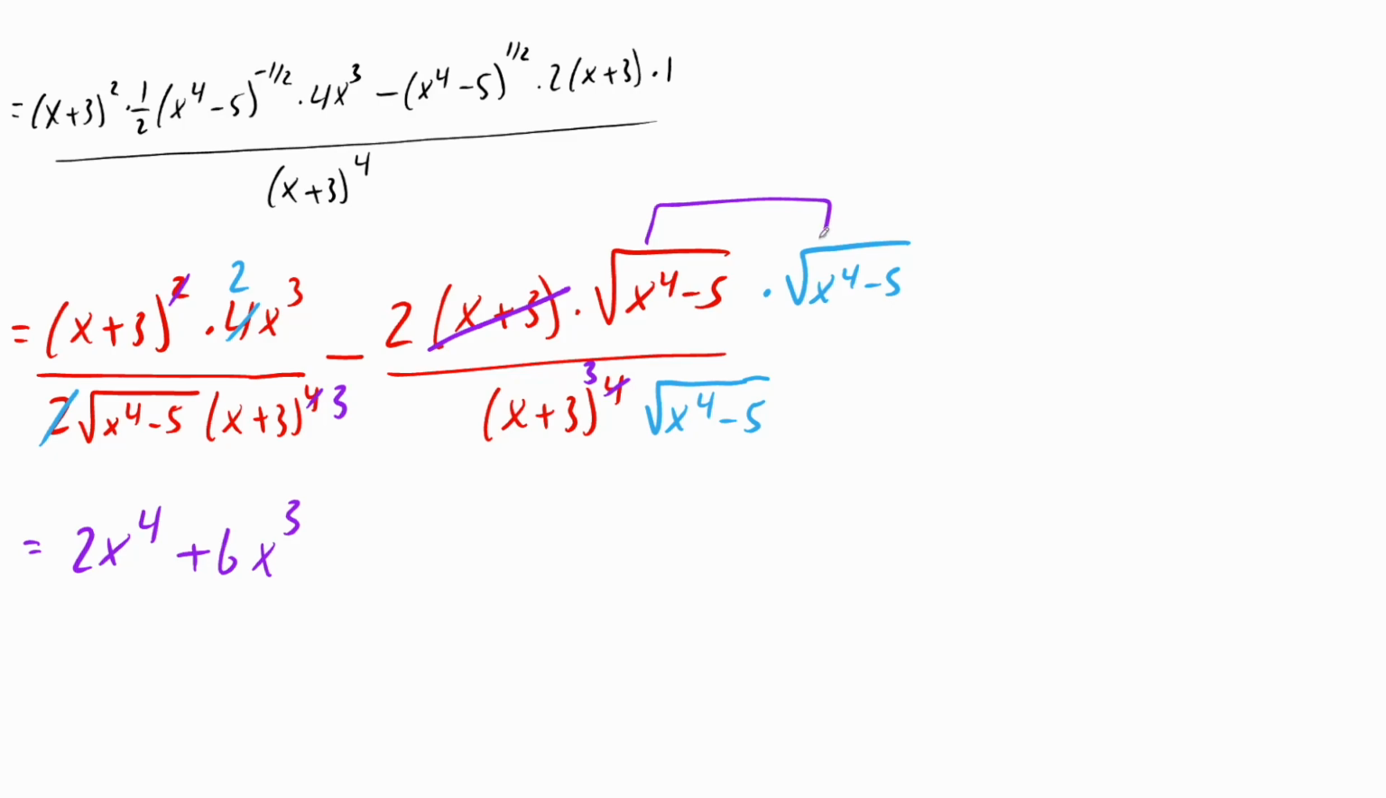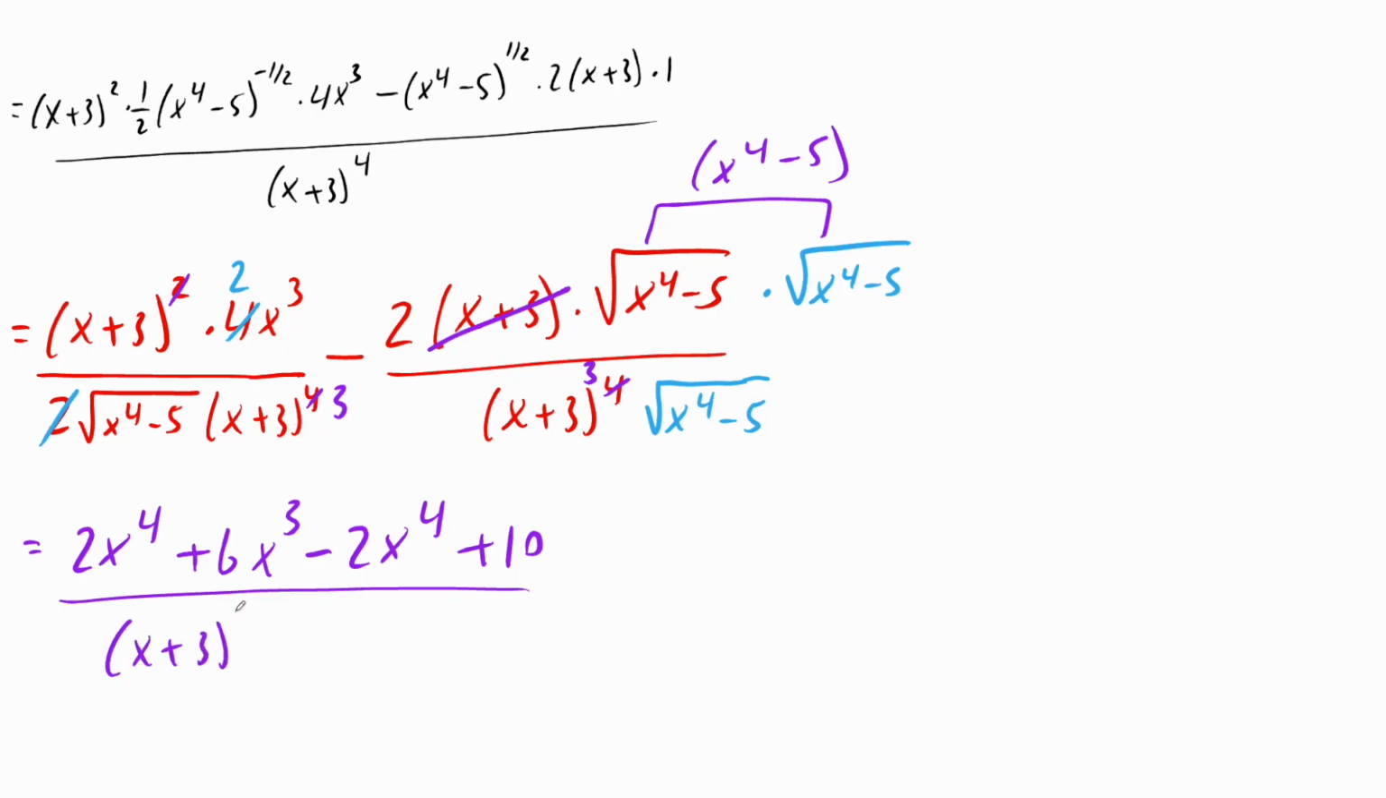And again, these two square roots, the square root would cancel out, and we just get what we have under the radical, which is x^4 minus 5. So we have negative 2 times x^4, so we'll get negative 2x^4. Negative 2 times negative 5 is positive 10, divided by our denominator, which we have (x + 3) cubed times the radical, which is the square root of x^4 minus 5. Again, this denominator and this denominator, they're the same, so we have a common denominator. So one thing we'll notice, 2x^4, negative 2x^4, it cancels out. So we have 6x cubed plus 10.